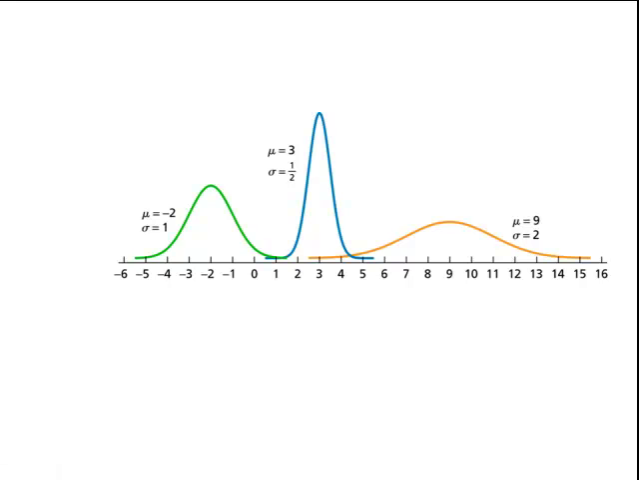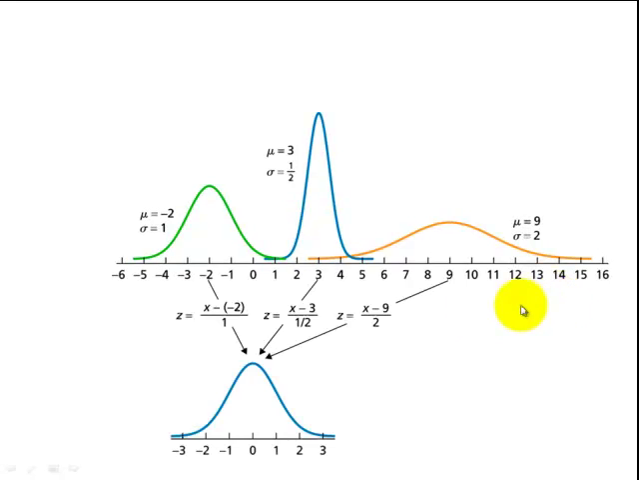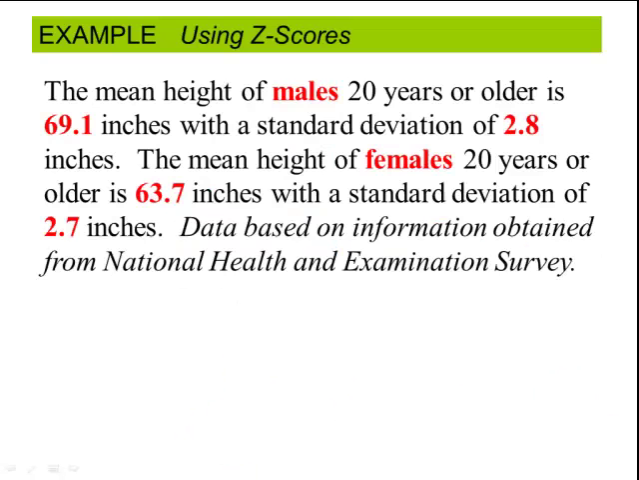Here's a visual. We have 3 different normal distributions. They all have different means and different standard deviations. What's nice about the z-score is that it will standardize each of these different bell-shaped curves into one curve where the mean is 0 and the standard deviation is 1.